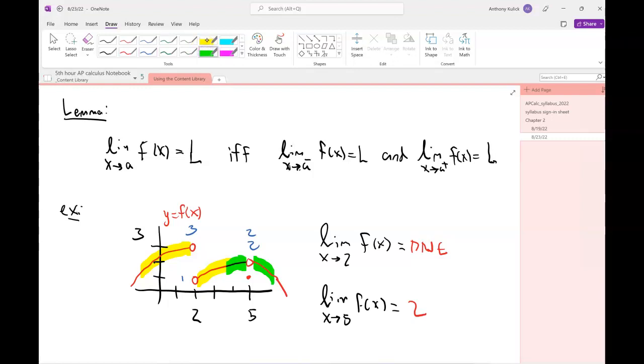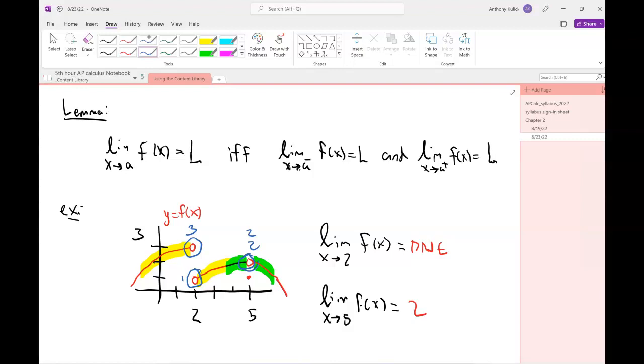Can you explain what D-N-E stands for, and how it equals 2? Does not exist. So if I look at the left-hand limit at x equals 2, that's 3. If I look at the right-hand limit, that's 1. They're not the same limit, so it does not exist, because they're disagreeing. If I look at x equals 5, the left-hand limit is 2, and the right-hand limit is also 2. Those agree, so the limit exists. It's 2.